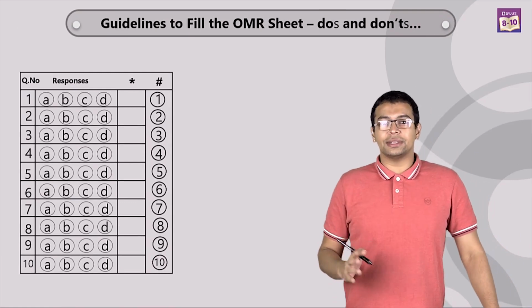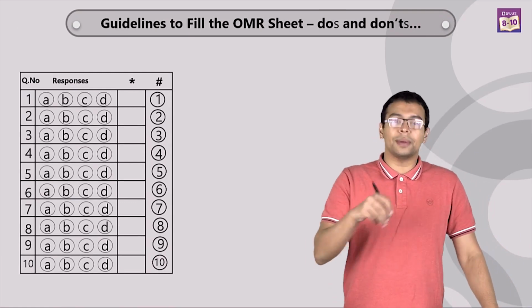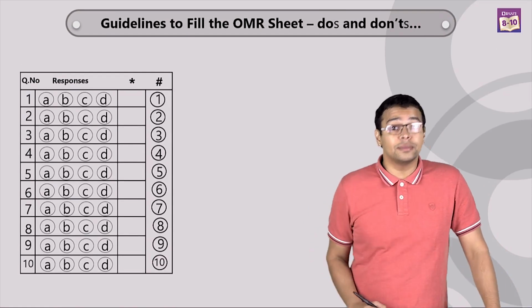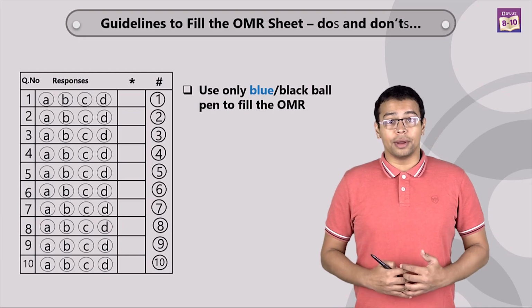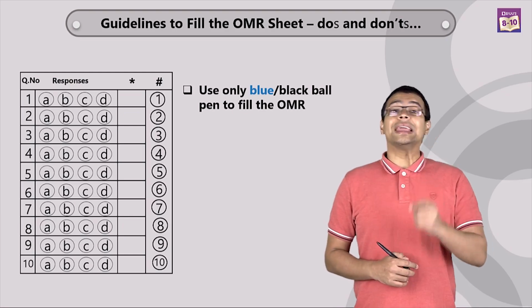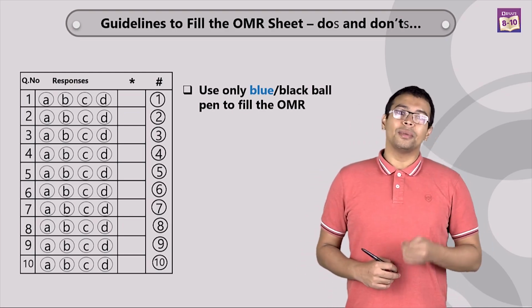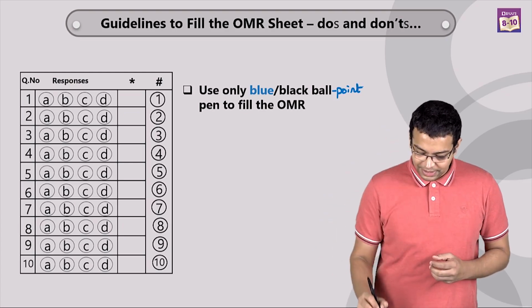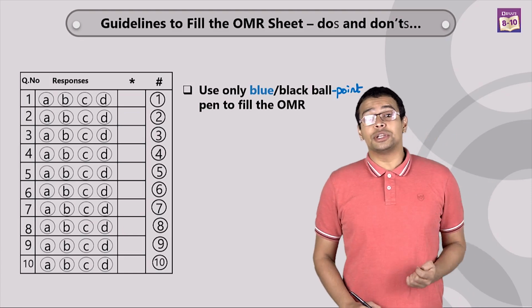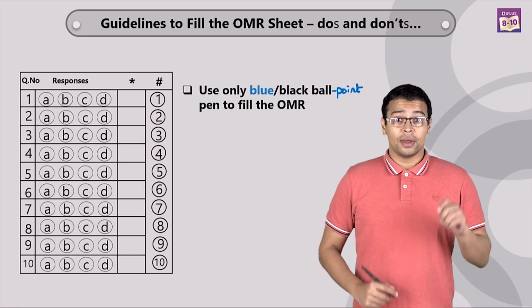Great. Guidelines, do's and don'ts. Now there are a set of guidelines. I'm going to walk you through them and then we're going to do some things and explore why each of these seems to be useful. Use only blue or black ball pen to fill the OMR. Do not use ink pen or gel pen. Why? Because usually the ballpoint pen ink does not get smudged. It's quick to dry.